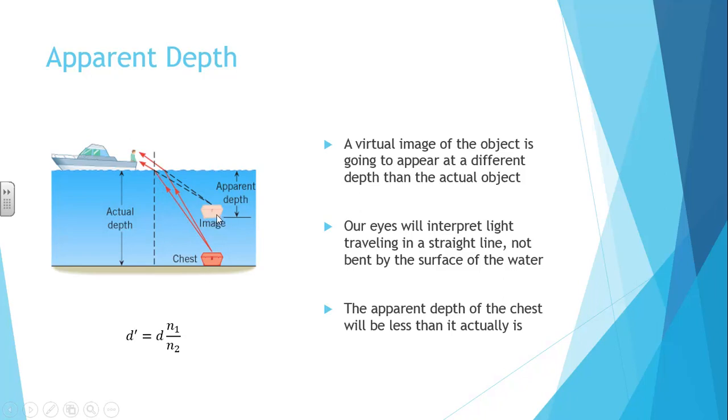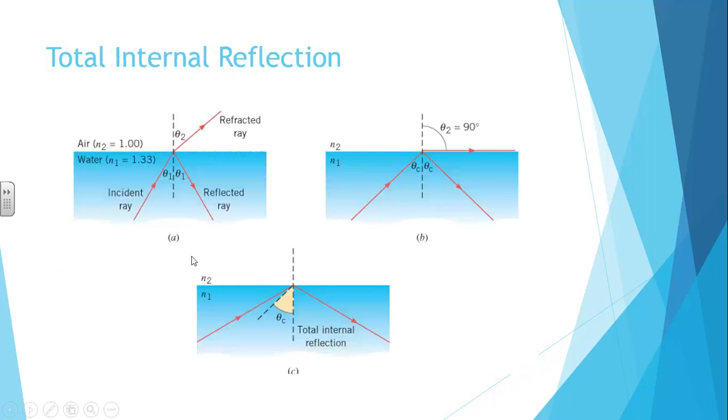So your eyes will actually interpret light as traveling in a straight line, not bent by the water. So while your eye will be able to see this distance accurately, it sees this distance in this direction. And so the chest will not appear as deep as what it actually is. You can actually calculate what apparent depth is by knowing the actual depth of an object and then the indices of refraction of both the surface or the air and the liquid.